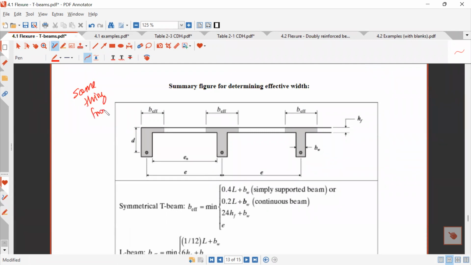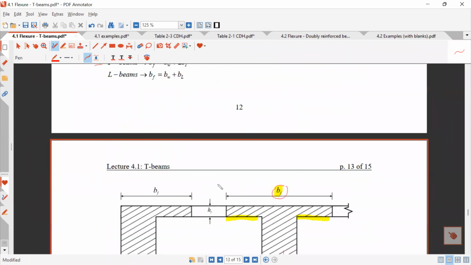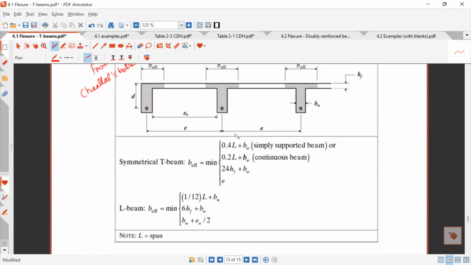From Shalal's book, what he did is he just took those formulas for BT. This one gives us what? Ln over 5 is 0.2 Ln, and this one, Ln over 10, is 0.1 Ln. So if I do 2 times 0.2 Ln plus BW, I end up with this formula. So it's the exact same thing that we just saw, just in another format.